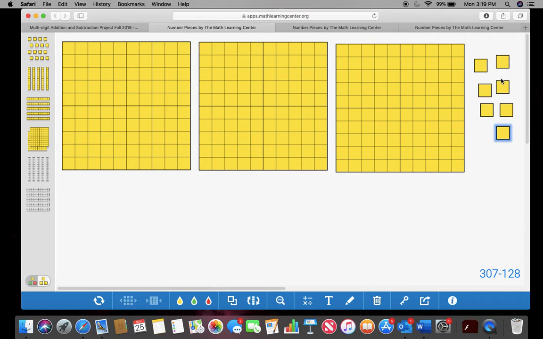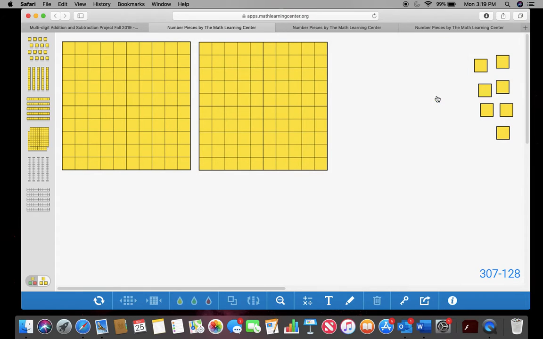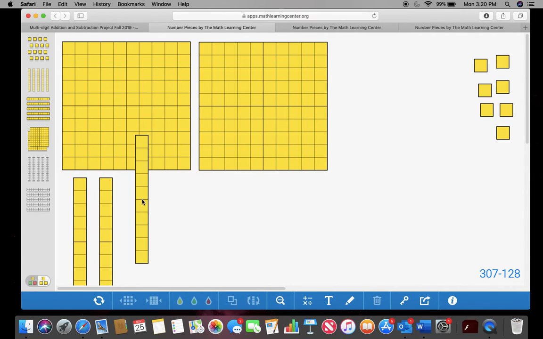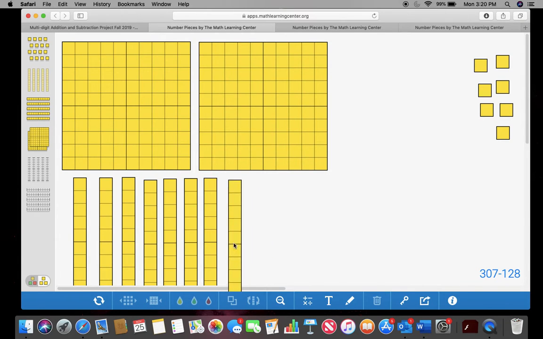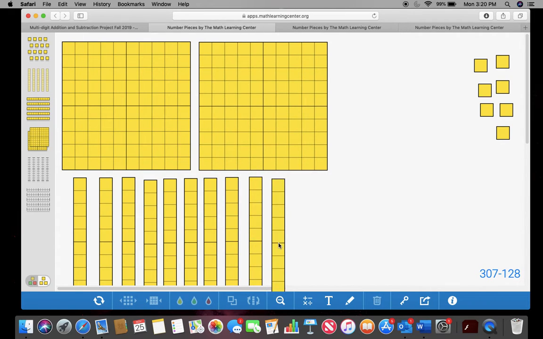They will then decompose one of the flats into 10 rods. So we'll take this third flat and get rid of that, and we'll make 10 rods out of that. 1, 2, 3, 4, 5, 6, 7, 8, 9, and 10. So 10 of these represents 100, or 1 flat.